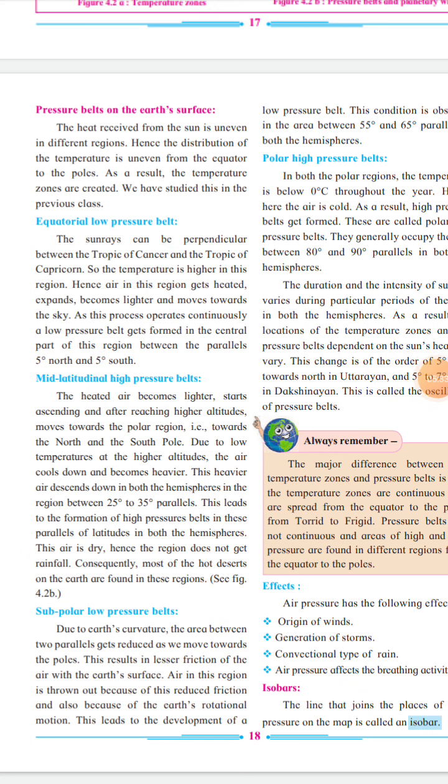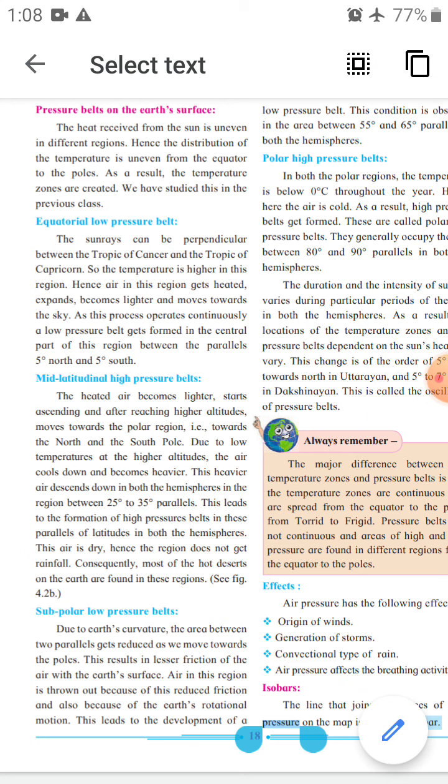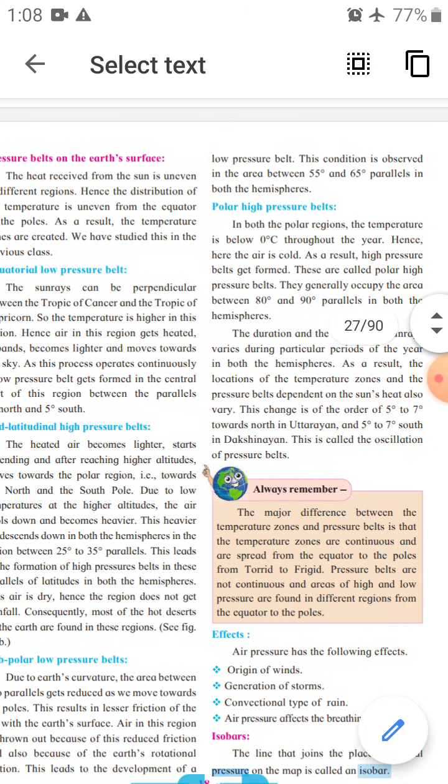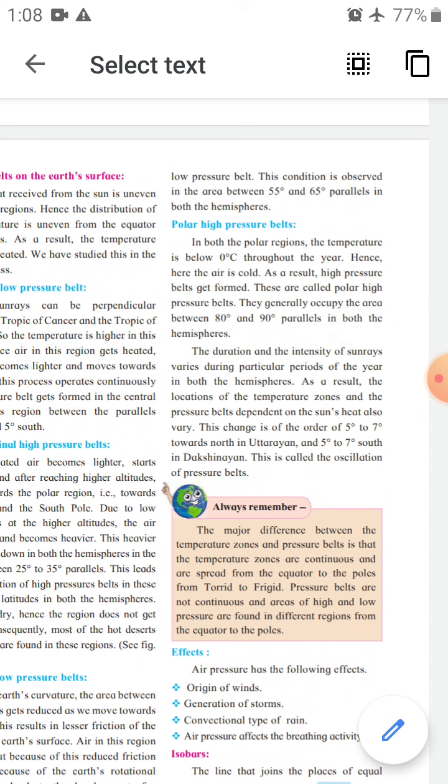See next point, subpolar low pressure belts. Due to the earth's curvature the area between the two parallels gets reduced as we move towards the poles, and this results in lesser friction of the air with the earth's surface, and air in this region is thrown out because of this reduced friction, and also because of the earth's rotational motion, and this leads to the development of low pressure belt, and this condition is observed in the area between the 55 degree and 65 degree parallels in both the hemispheres.